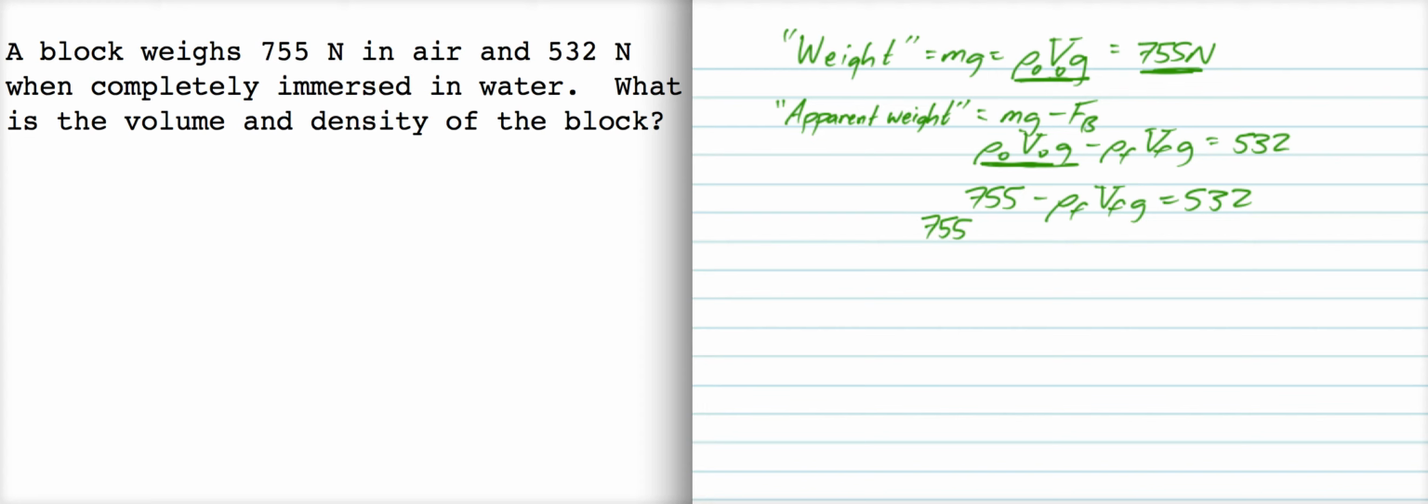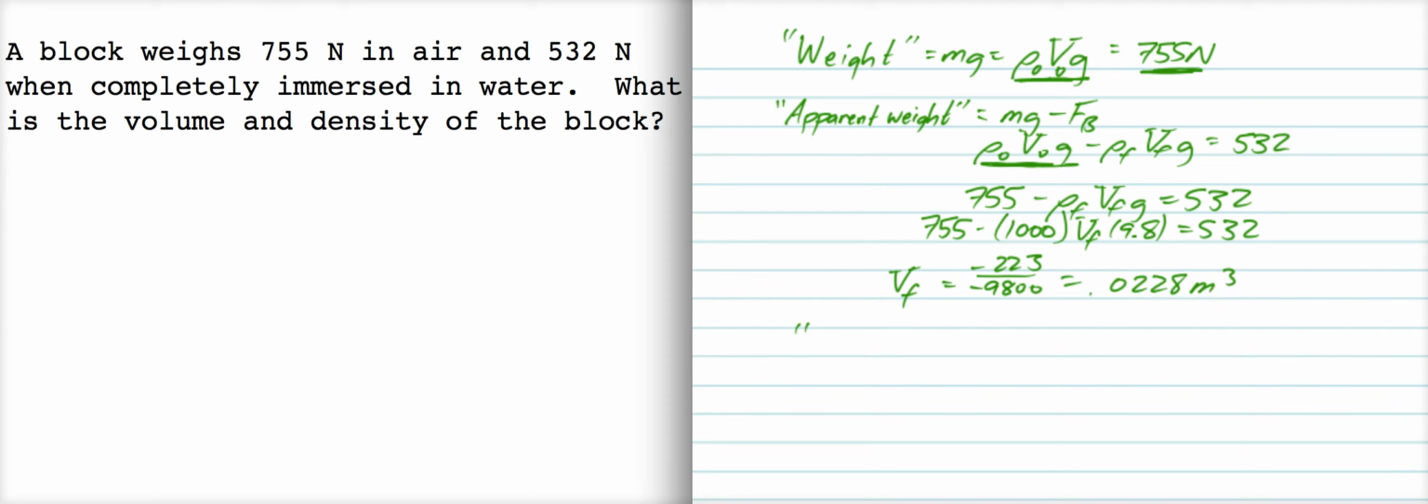So 755, now the density of the fluid is 1,000, okay, times the volume of the fluid displaced, and then 9.8. That's equal to 532. So I get the volume of the displaced fluid is minus 223 over minus 9,800, which is 0.0228 cubic meters.